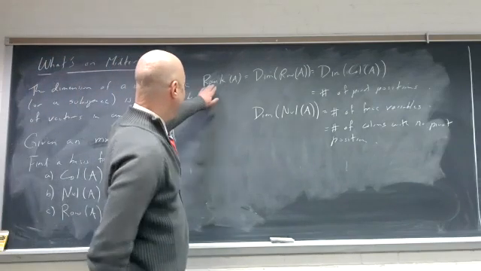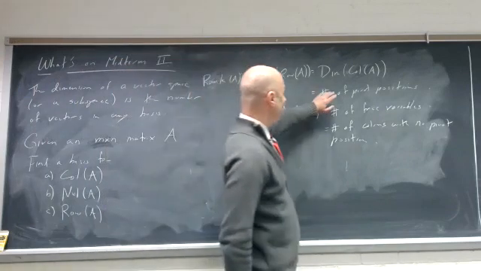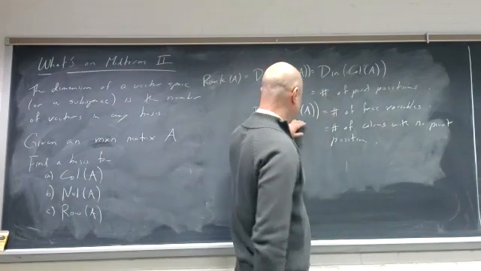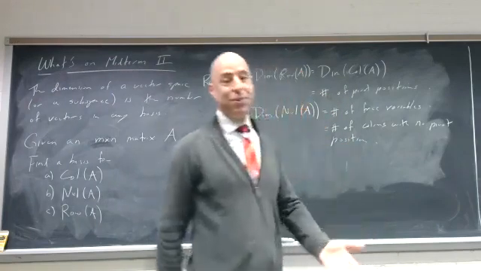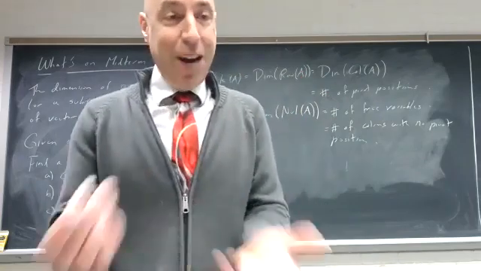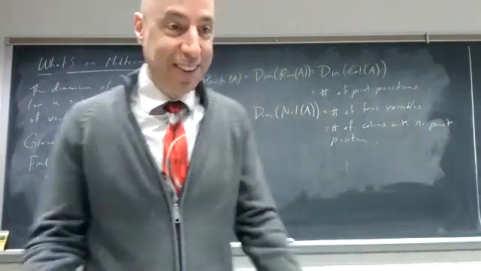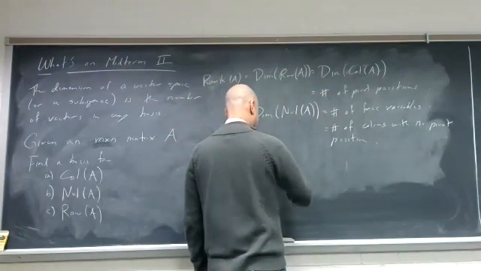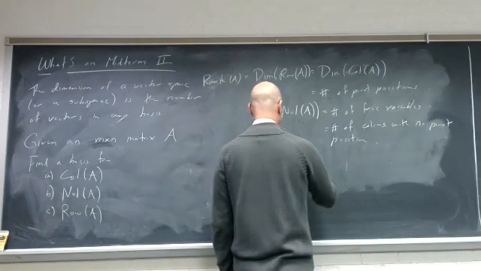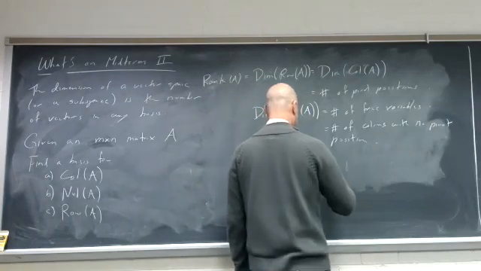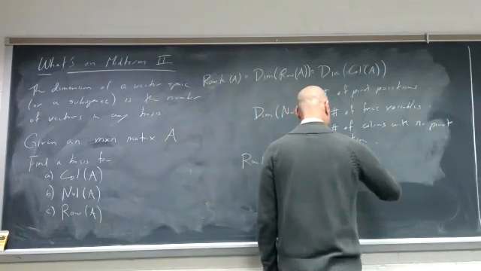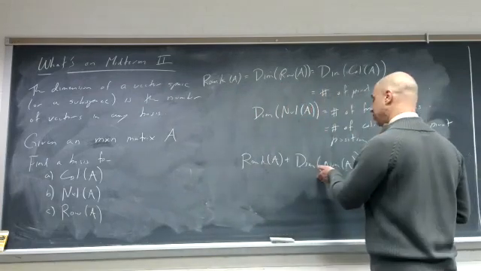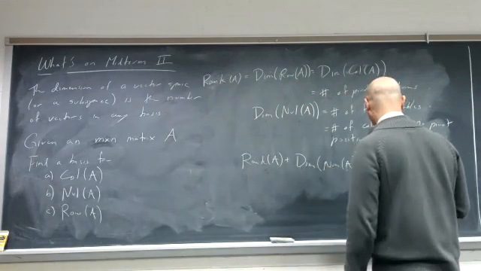So the rank of A is the number of columns with pivot positions, and the dimension of the null space of A is the number of columns without pivot positions. If you add them up, you get the total number of columns. So the rank of A plus the dimension of the null space of A equals the total number of columns in the matrix.